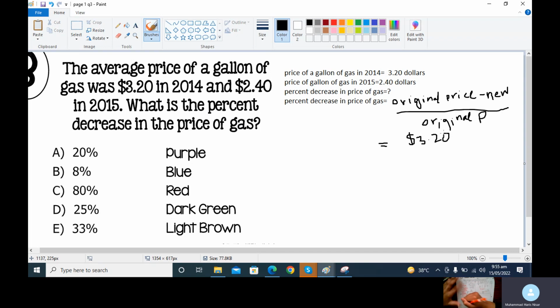Percent decrease in price of gas equals original price minus new price, divided by original price. You can write old price or original price, it's the same thing.